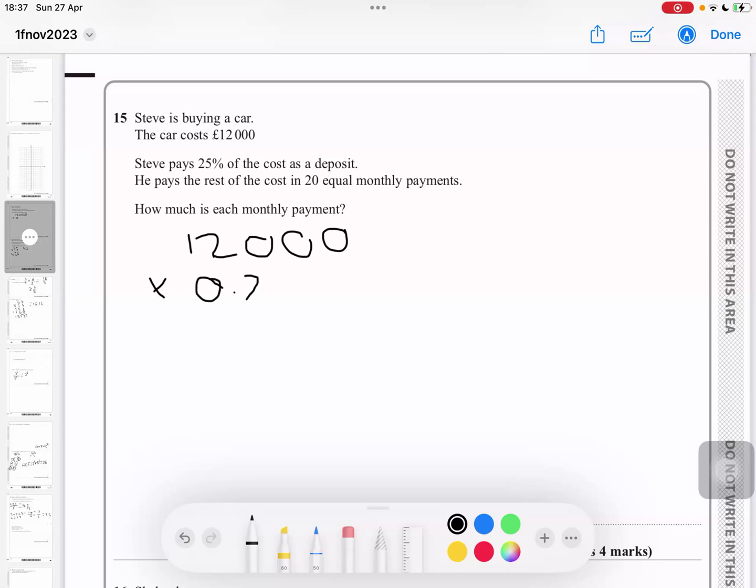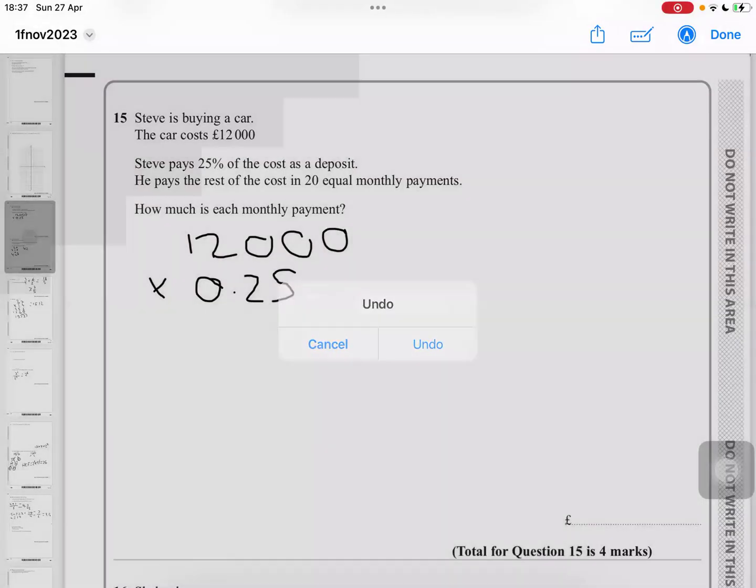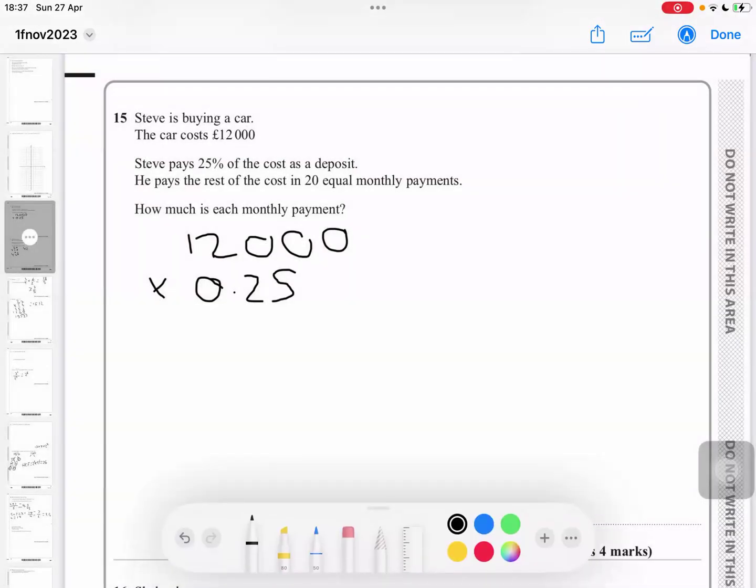In fact, you know what I'm going to do? You see the 0.25 thing, right? If you take out 2 zeros from 12,000, those 2 zeros would be like multiplying by 100 for 0.25 to become 25. Do you agree with that? Yes. So that means what you just wrote down will be as good as 120 times 25. Do you agree with that? Yes.